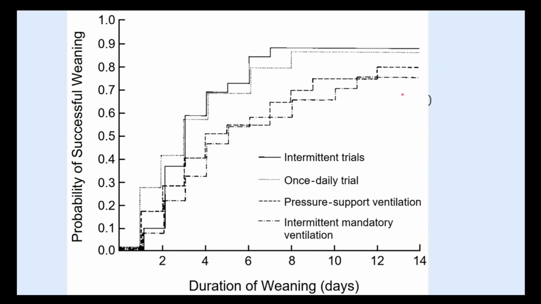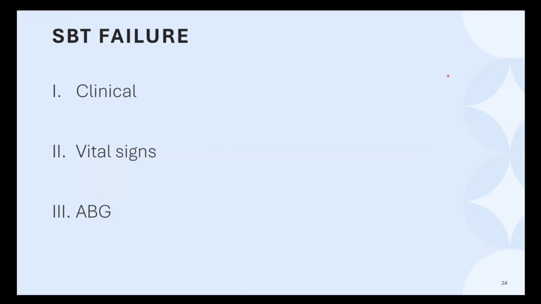Logically it makes sense that you have them less dependent on the machine. The patient will try to breathe more on their own, spontaneously more. Then there's a higher chance of weaning them, right? So, SBT failure. Okay, so this is not weaning failure, but really SBT failure.